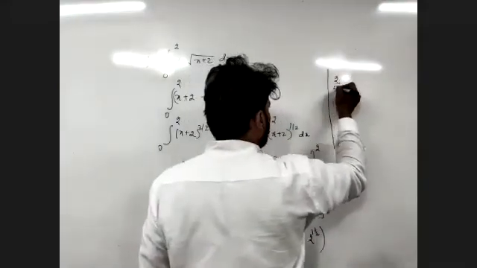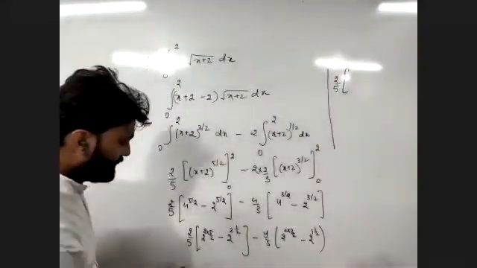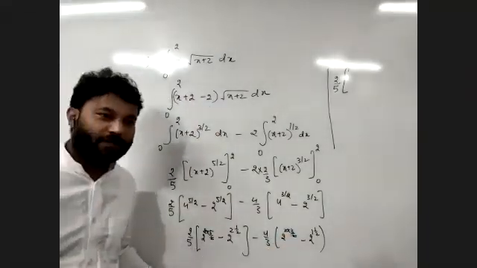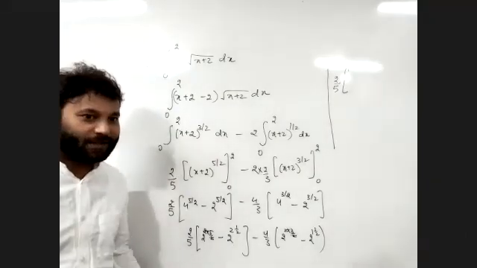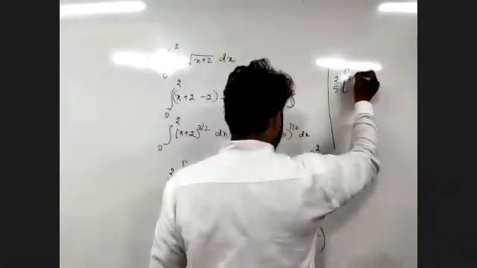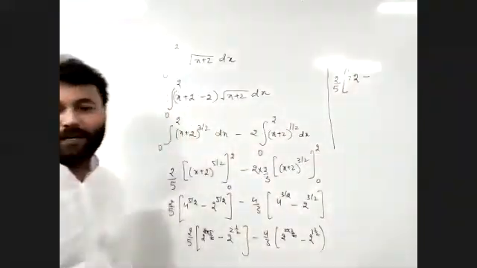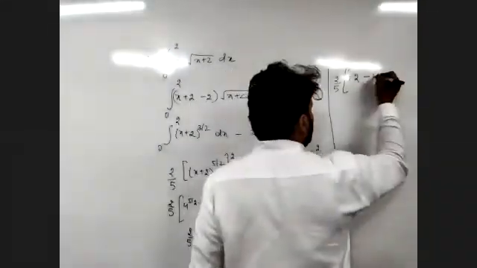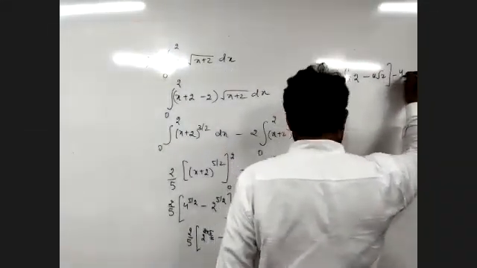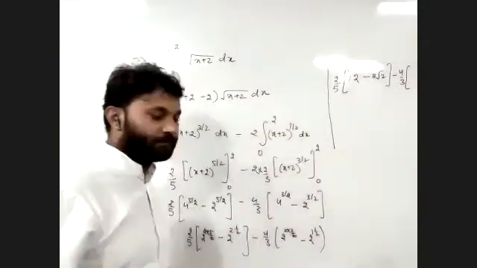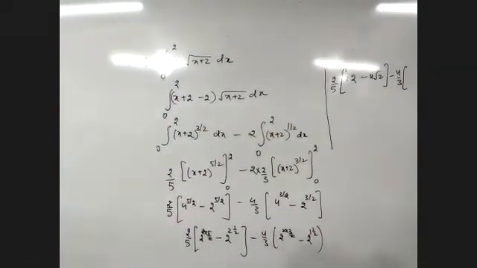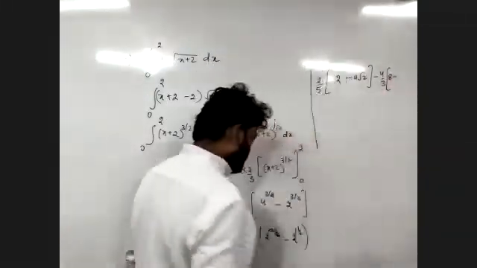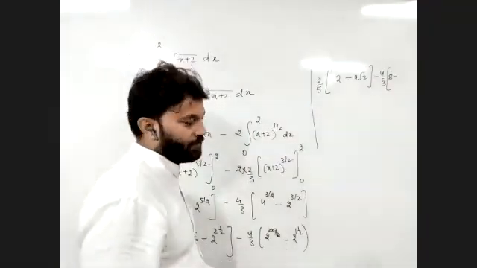So now this will be 2 by 5. This 2 and this 2 cancelled, this 2 and this 2 cancelled. 2 raised to the power 5, that is 32. So this will be 32. 2 raised to the power 2.5, that means 2 raised to the power 2 into 2 raised to the power half. 2 raised to the power 2 will be 4. So 4 root 2 minus 4 by 3, 2 raised to the power 3, that is 8. 2 raised to the power 1.5 is 2 root 2.